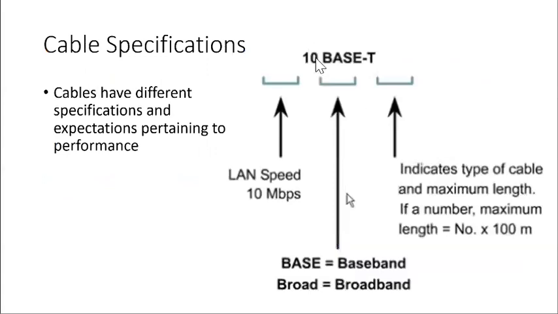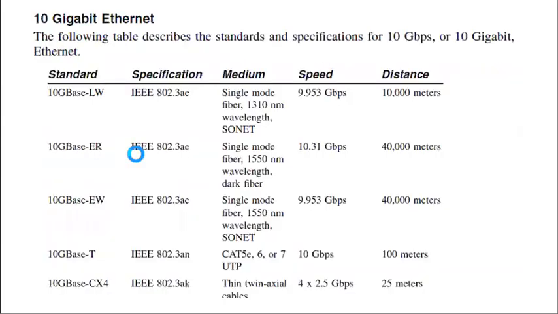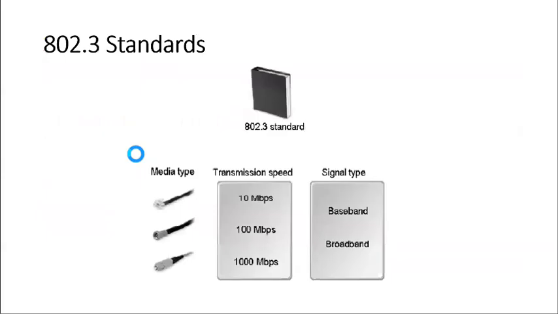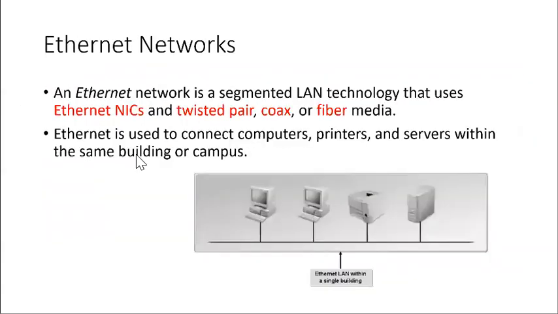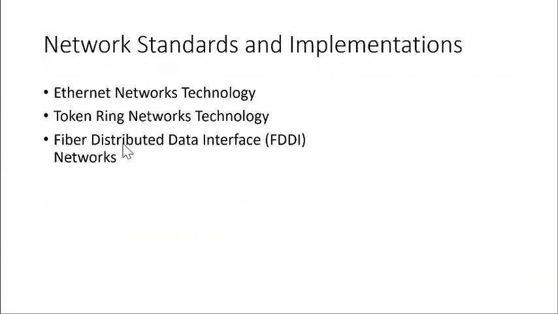So in a specification, the first number indicates the speed, then the type, which can be either base or broad. Base means it is baseband, broad means it's broadband, okay. And then the code defines the type of media used, okay. So these are some of the standards, the specifications for the Ethernet network technology, okay. So in the next class, we will look at the token ring network technology and the FDDI network, and what standards are used in each network, okay.